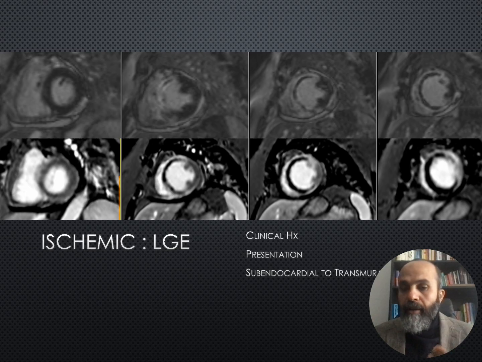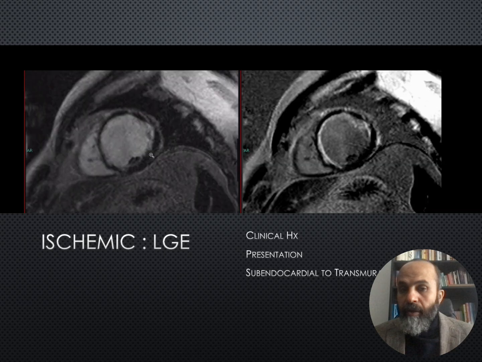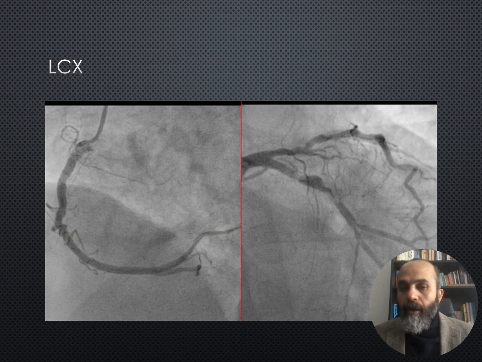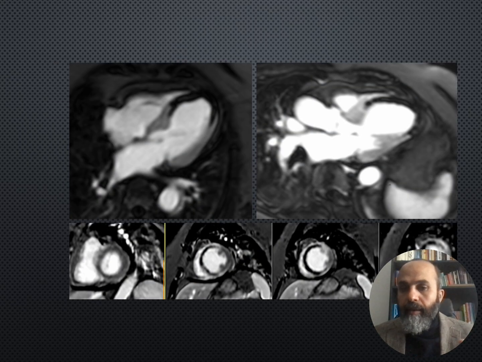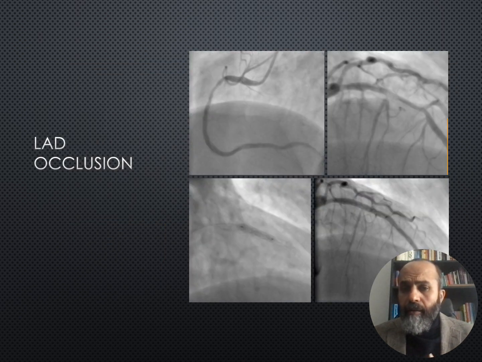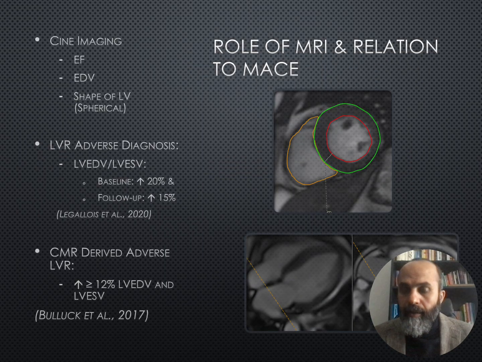And the late GAD would tell you, of course, the extent of the murality, or the transmurality. Is it subendocardial, like in this case, or transmural, similar to the previous case? And of course, that would be along a certain coronary territory, involving a certain coronary artery. In that case it was the LCX. In this case it is going to be the LAD with a large area of MVOs because of LAD occlusion.